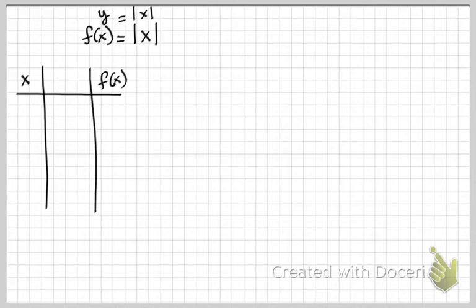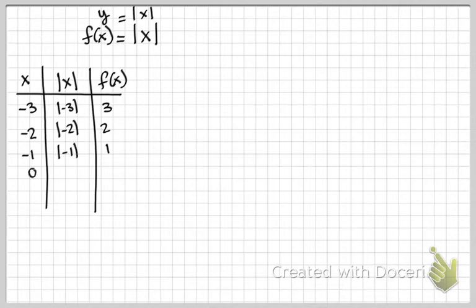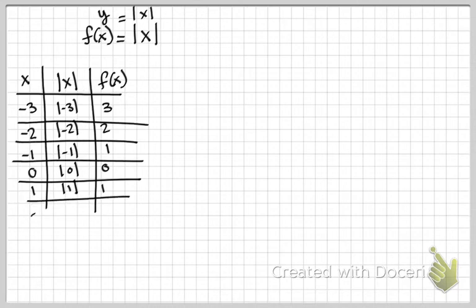Okay, so if I choose -3, the absolute value of -3 is 3. -2, the absolute value of -2 is 2. -1, the absolute value is 1. Okay, 0 is still going to be 0. +1, the absolute value will be 1. And then we can plot those points.